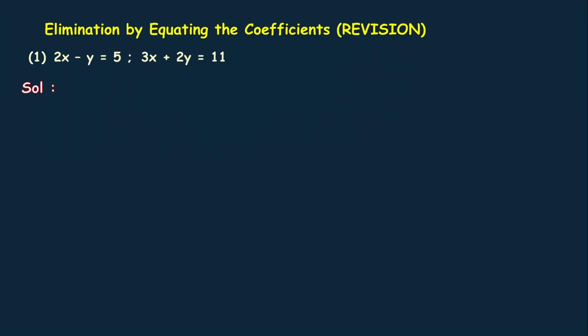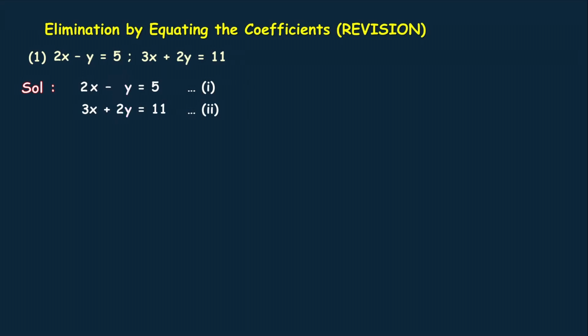Okay, let's try a few more now. So this is my next equation. 2x minus y is equals to 5 and 3x plus 2y is equals to 11. What do I always do? I check for coefficient. The coefficient of x I check, they are different. Here it is 2 and here it is 3. The coefficient of y I will check. They are also different. Here it is minus 1 and here it is 2.